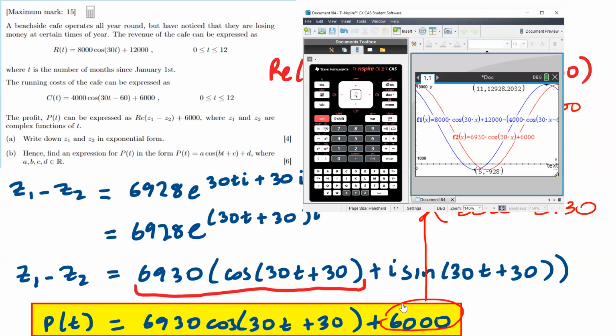So there is a way of finding that function P of t just by using sinusoidal functions on the graph page without using complex numbers. But it's just raising the point: sometimes the IB will force you to do it using complex numbers because that's a skill they're testing. Sometimes they'll get you to do it by using the graphical display calculator because that's the skill they want to test.